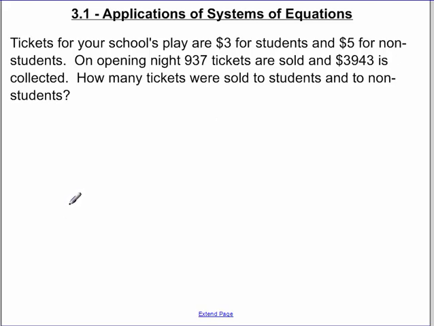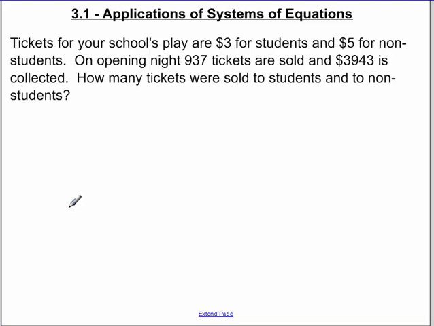Tickets for your school's play are $3 for students and $5 for non-students. On opening night, 937 tickets are sold, and a total of $3,943 is collected. How many tickets were sold to students and how many tickets to non-students?